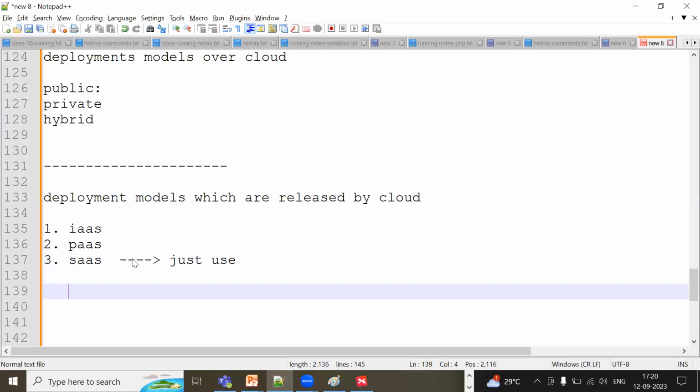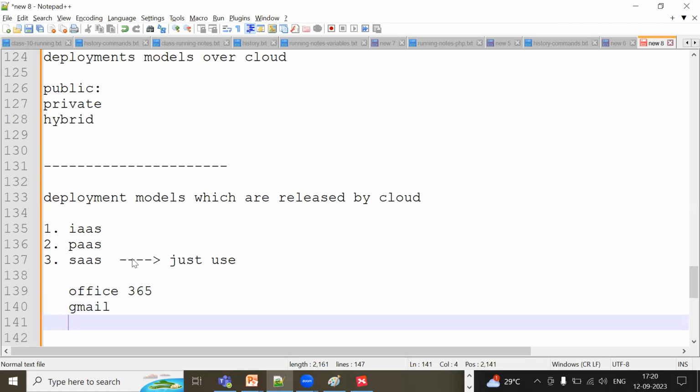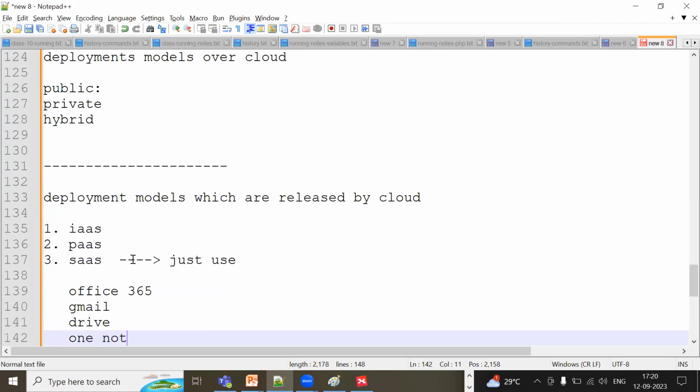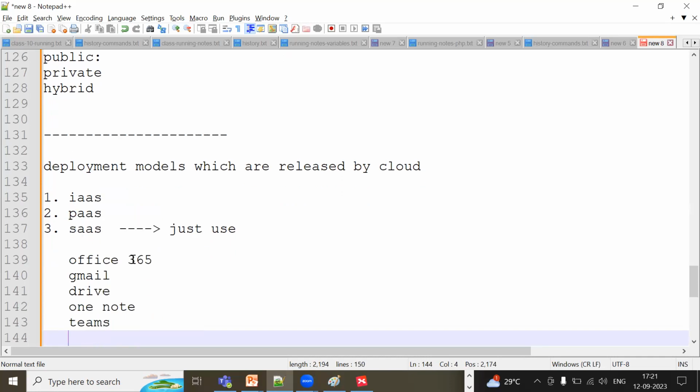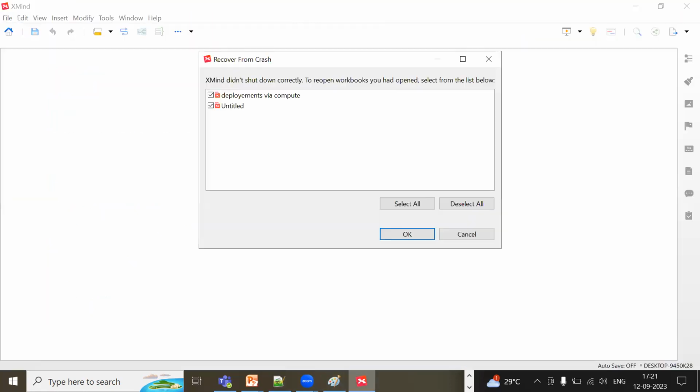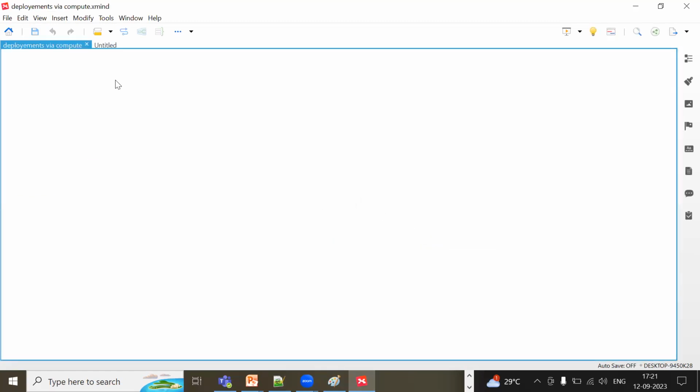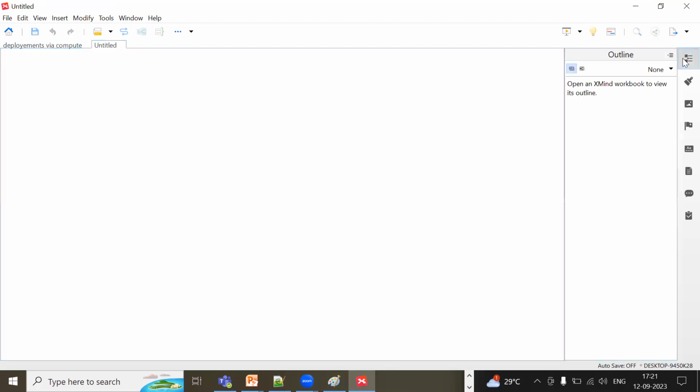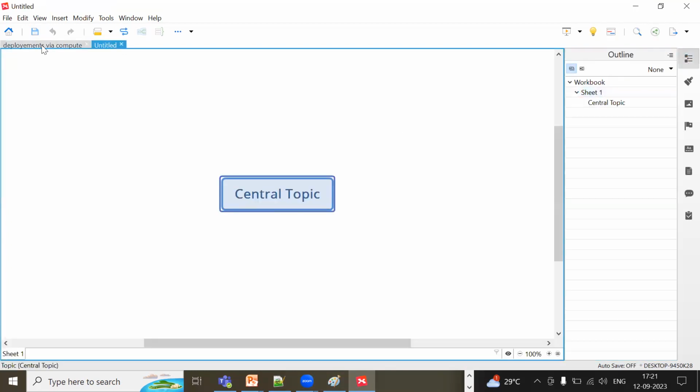Office 365 is a SaaS product. Gmail I have told, Drive, OneNote, all these things, Teams, it is all about SaaS products. SaaS products you can directly take on a license basis. It is Xmind, right? I have opened this. If you try to see, I had written it in the complete PPT as well. It is a SaaS product. So whenever you want to have some of these things, I need to buy some licenses.